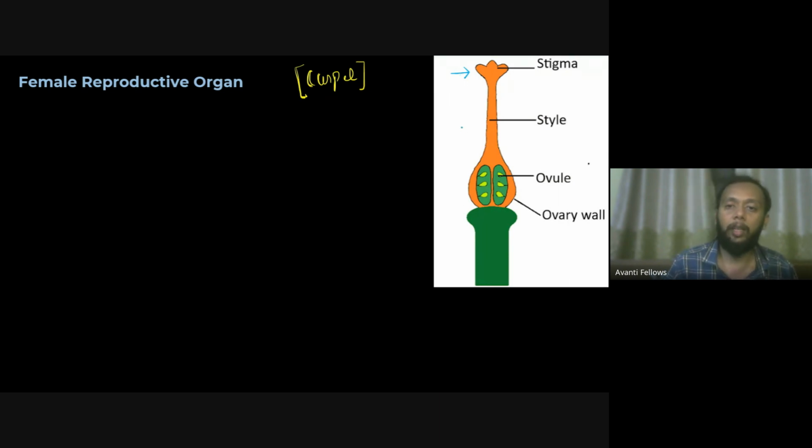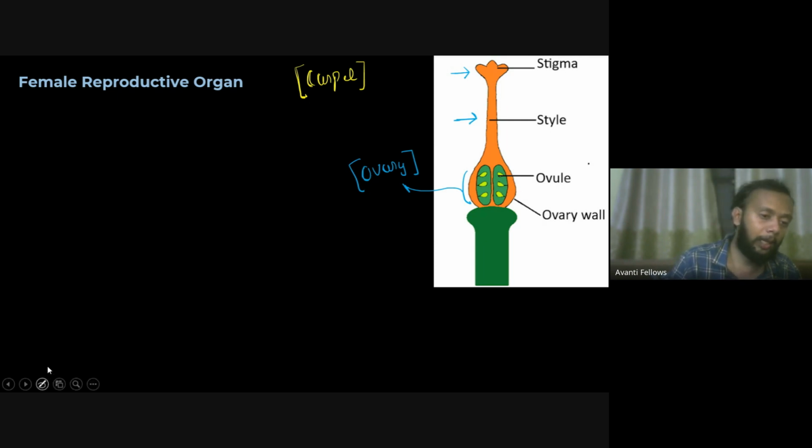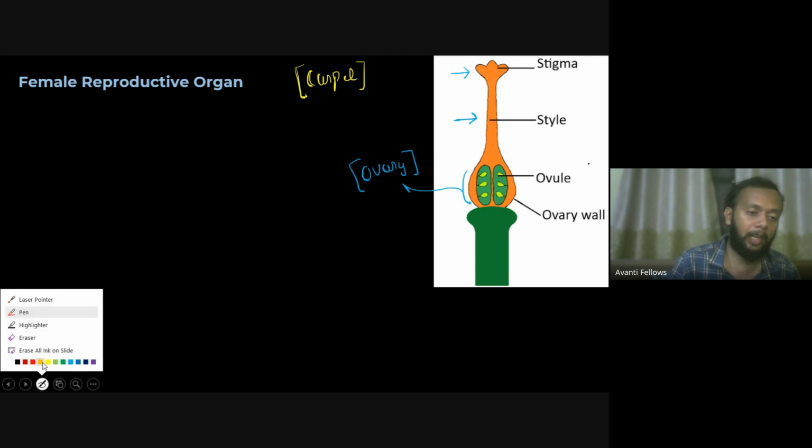Then you have a style. Style is the area through which the pollen tube will reach the depth of the ovary. Then the lower part here is going to be called the ovary. Please remember this very clearly: in the flower, in future, the ovary turns into the fruit. The ovary is the one which will ultimately turn into the fruit. That is something we'll discuss later in detail.